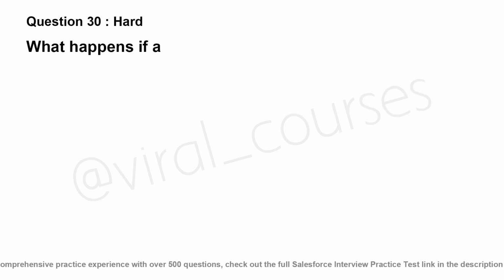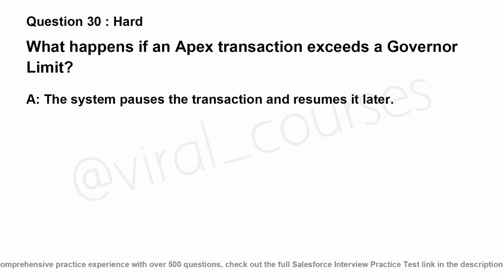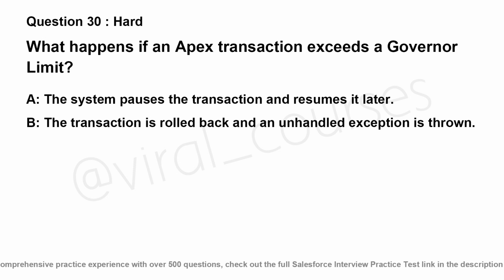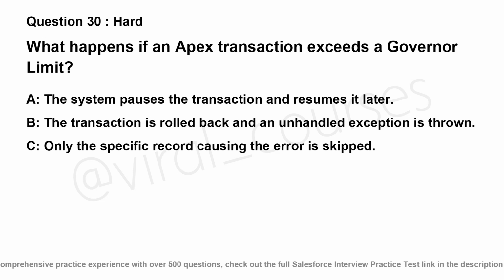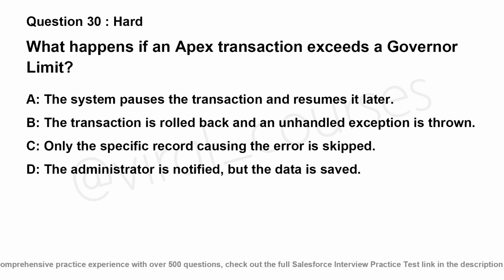What happens if an Apex transaction exceeds a governor limit? Option A, the system pauses the transaction and resumes it later. Option B, the transaction is rolled back and an unhandled exception is thrown. Option C, only the specific record causing the error is skipped. Option D, the administrator is notified, but the data is saved.